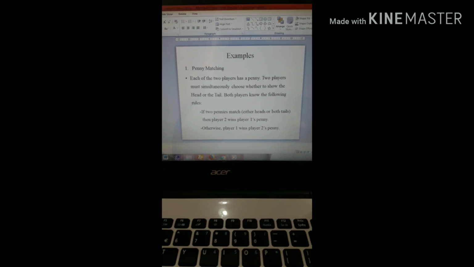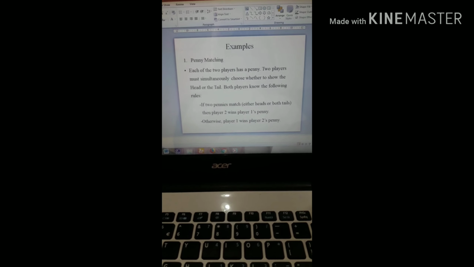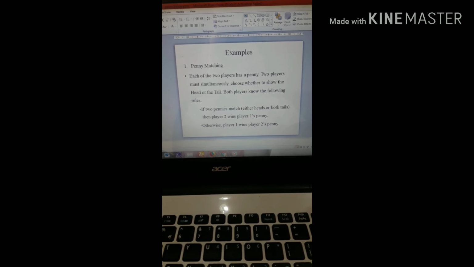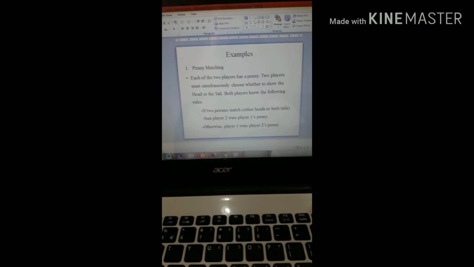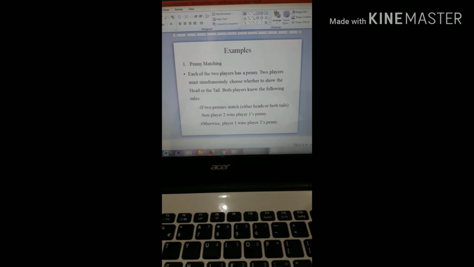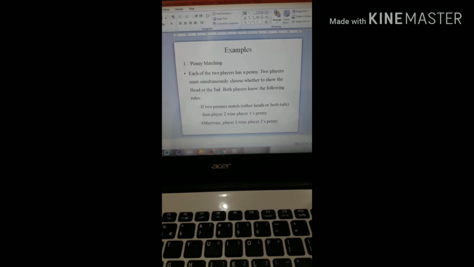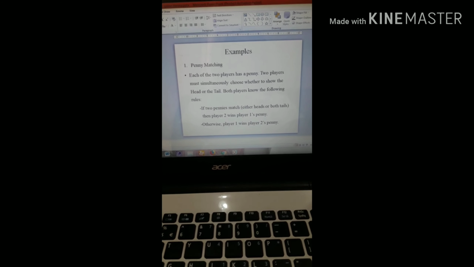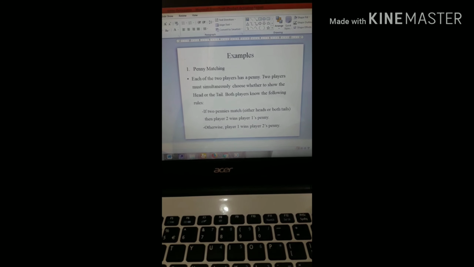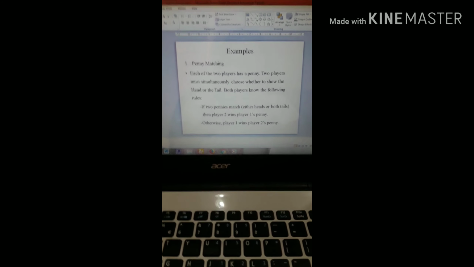As an example, the first one would be penny matching. Each of the two players has a penny. Two players must simultaneously choose whether to show head or tail. There are a few rules. If the two pennies match, either both heads or both tails, then player 2 will win player 1's penny. If it's otherwise, vice versa, player 1 will win player 2's penny.